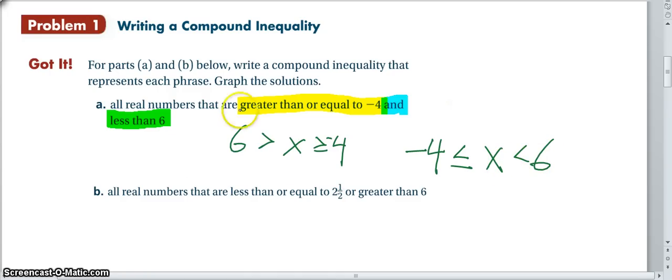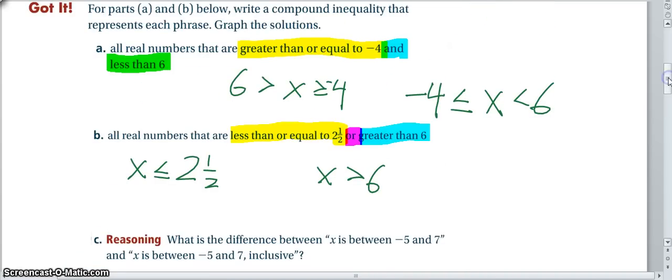So now x must fall into this range of -4 to 6. Now try b. All real numbers that are less than or equal to 2.5 or greater than 6. Now this or is going to make this different than the and. Here's how we get into the meat of the difference between and or. With or, I now have two separate inequalities. Both are different, but realize x is greater than 6, or x is less than or equal to 2.5. That's going to be disjointed when we try to graph it.